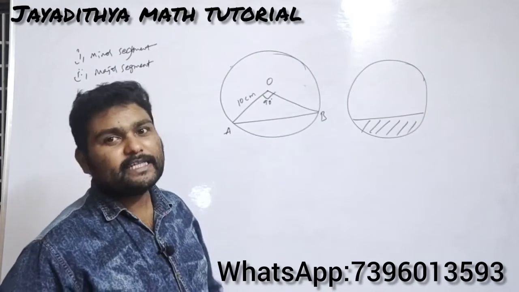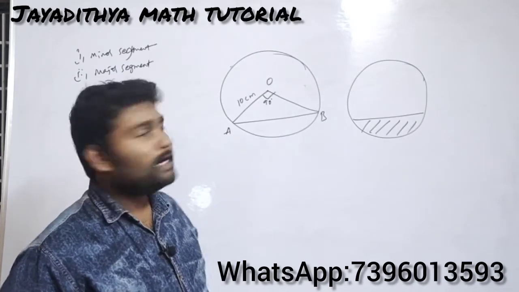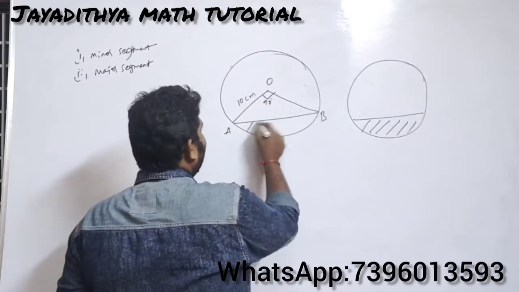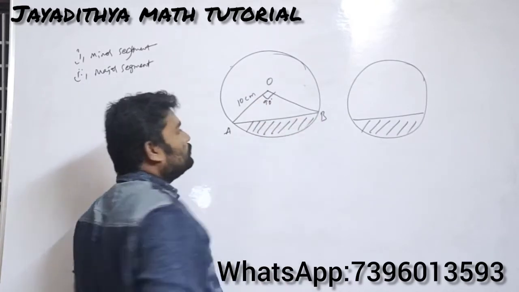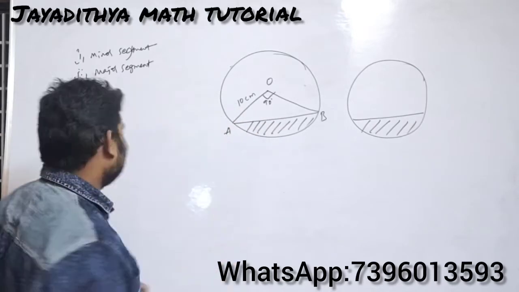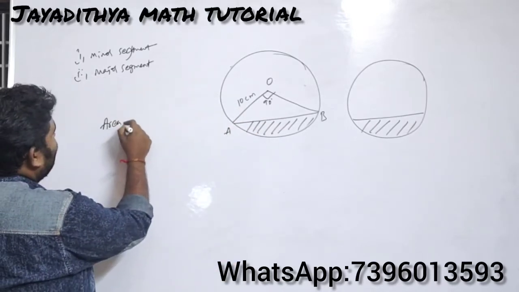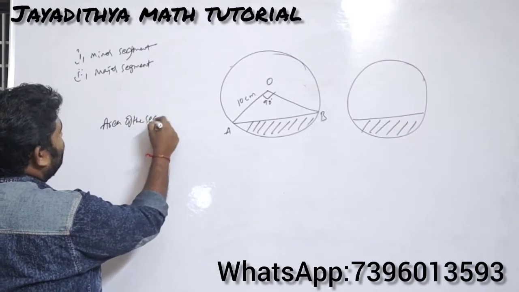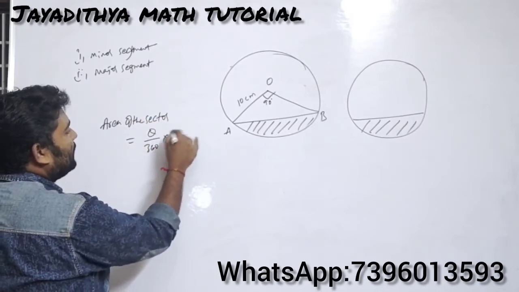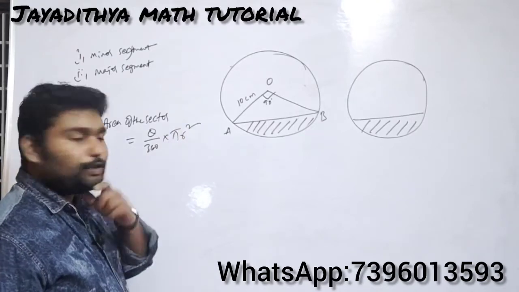So for that reason, let us try to find the area of the minor segment first. So we need to find this part here. How to find it? First of all, you need to find the area of the sector. What is the area of the sector formula? Just now I told you, that is theta by 360 into pi r square.